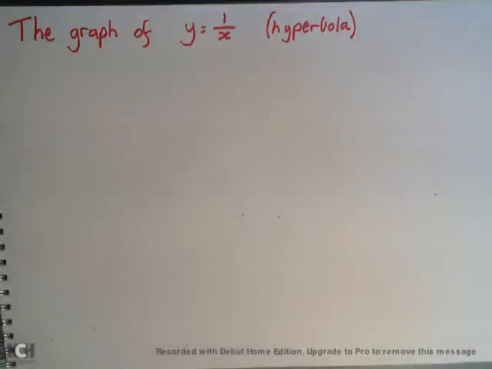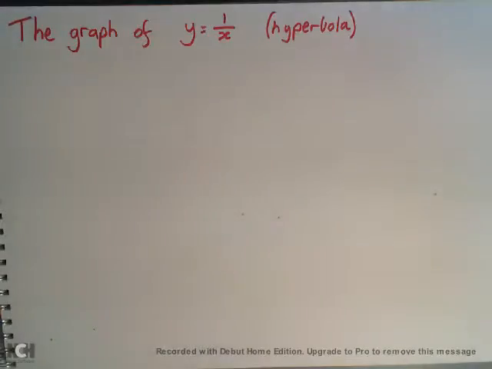So today we're going to have a look at chapter 6.4 on the rectangular hyperbola and the truncus. The first one is we're going to have a look at the graph y equals 1 over x, and we call that a hyperbola.